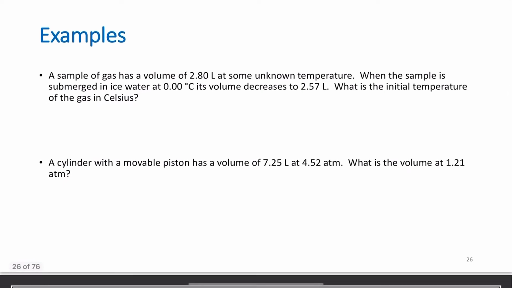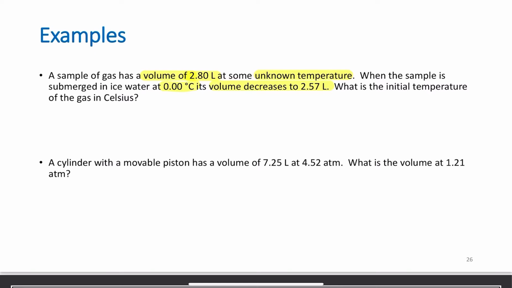Let's go ahead and work some examples so you can see how this works. A sample of gas has a volume of 2.8 liters at some unknown temperature. When the sample is submerged in ice water at 0 degrees C, its volume decreases to 2.57 liters. What is the initial temperature of the gas in Celsius?